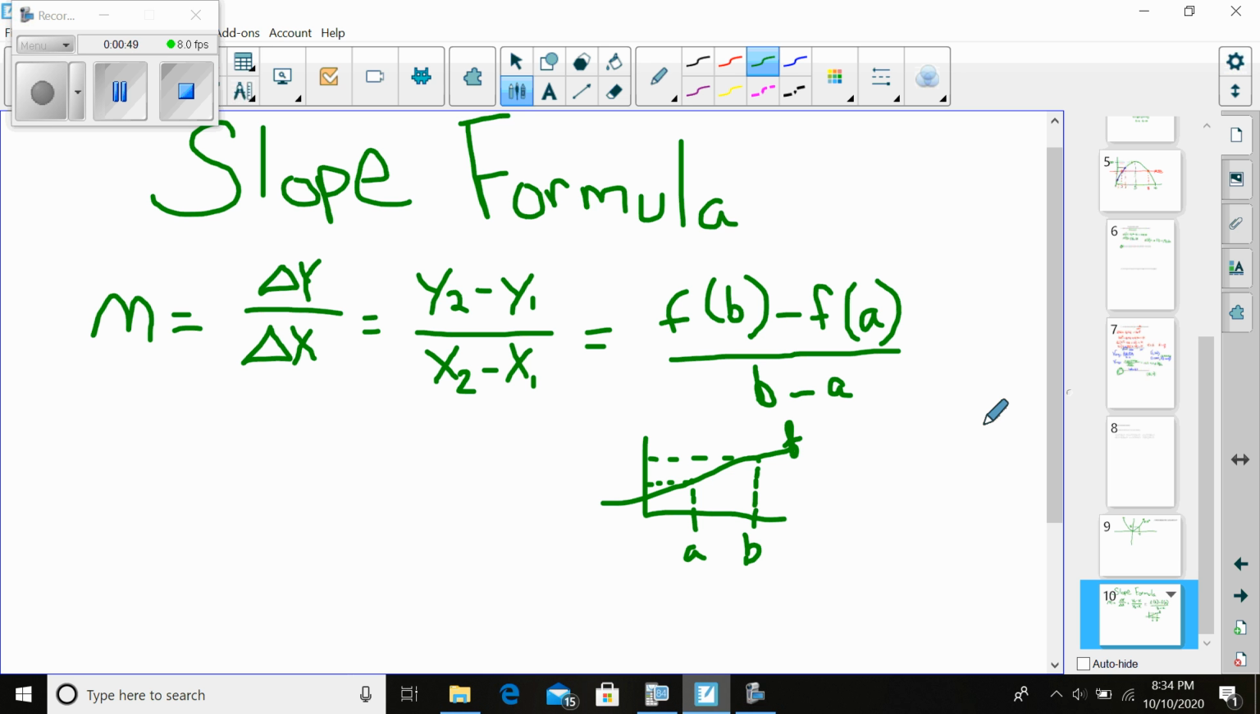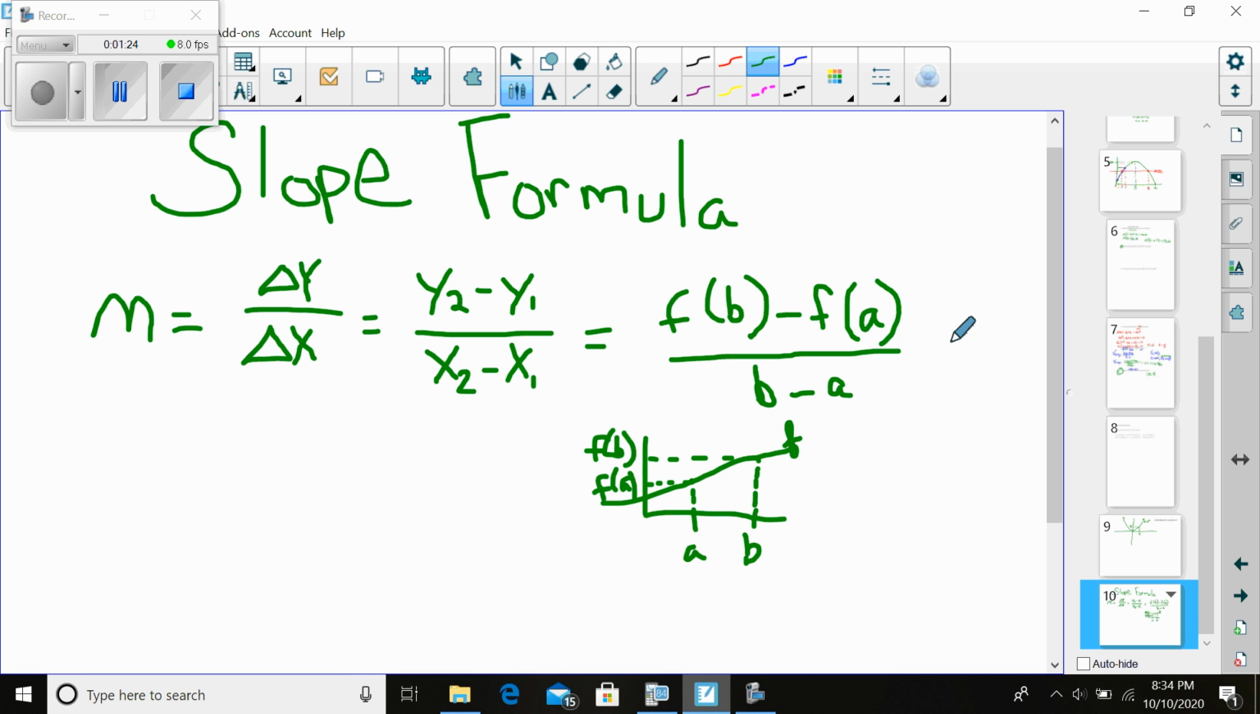So this one is saying if you have points a and b as your x values, on the bottom I have my change in x. And then if I have some function f, when I do f of b minus f of a, here's f of b over here, this y value. Here's f of a over at this point, where this dotted line comes across. When I do f of b minus f of a, that's my change in y.